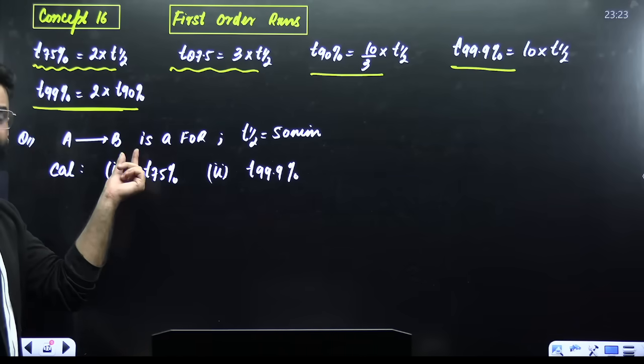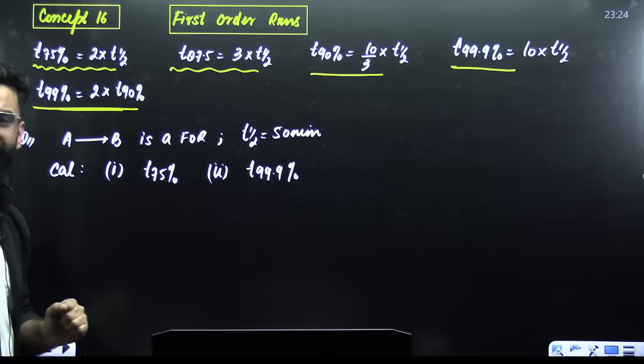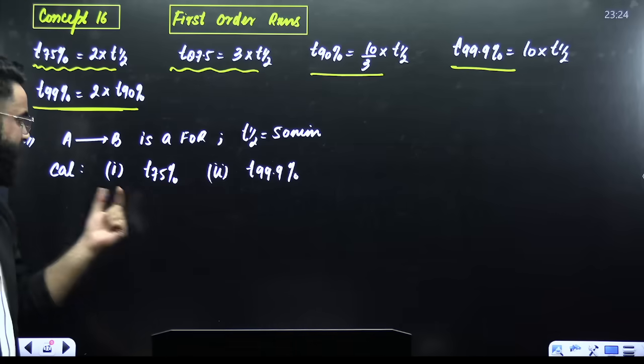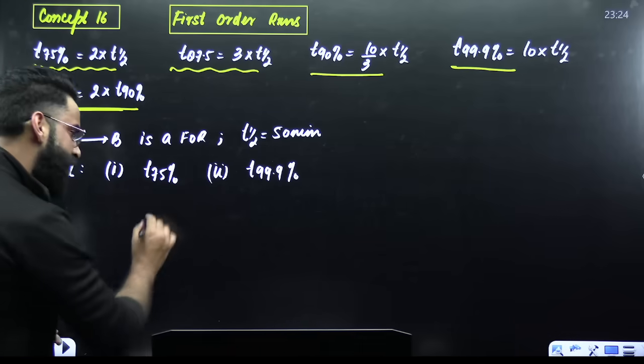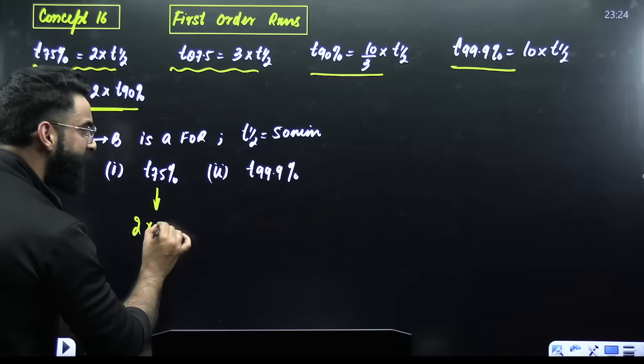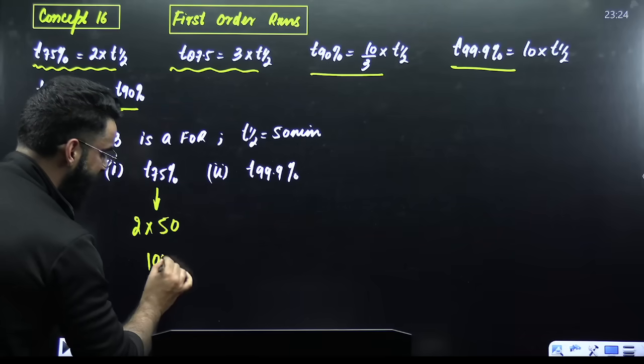Let's say this is the reaction. A gives B. It follows first order kinetics. Its half-life is given. Now, they are asking us to calculate T75. I told you a few minutes back, T75 is 2 times the half-life. 2 times 50, that means this will be 100 minutes.